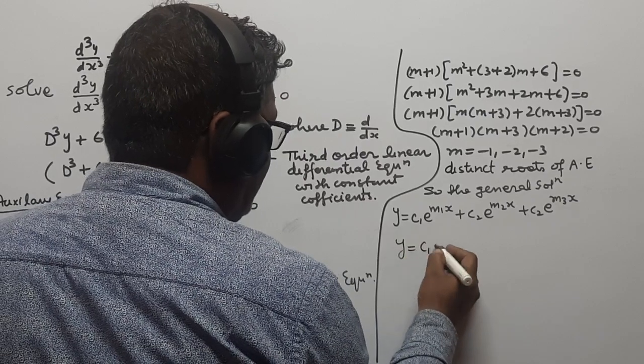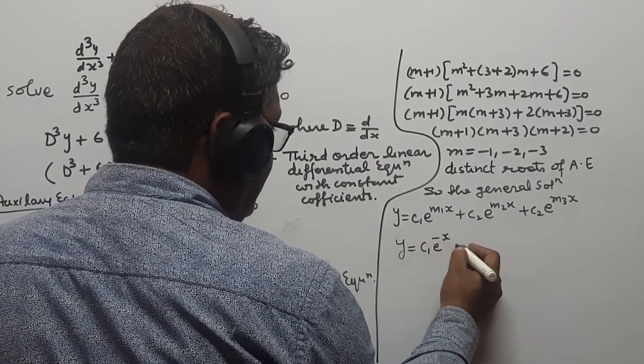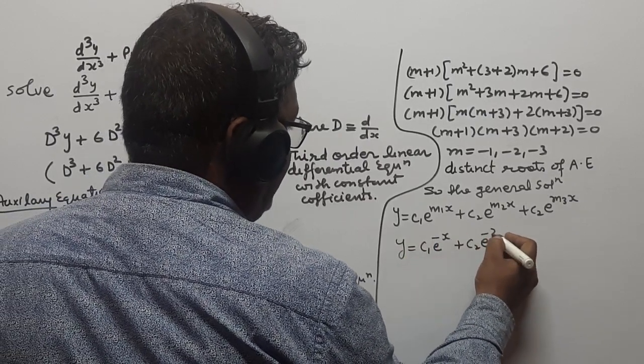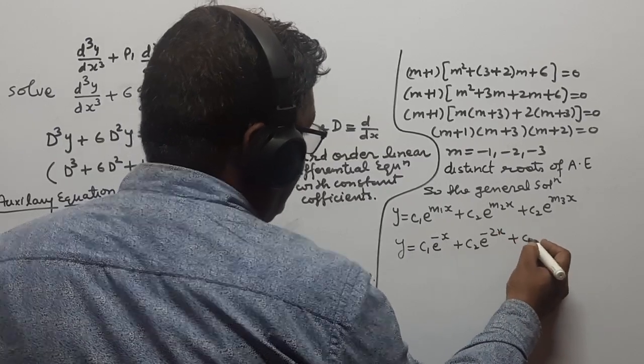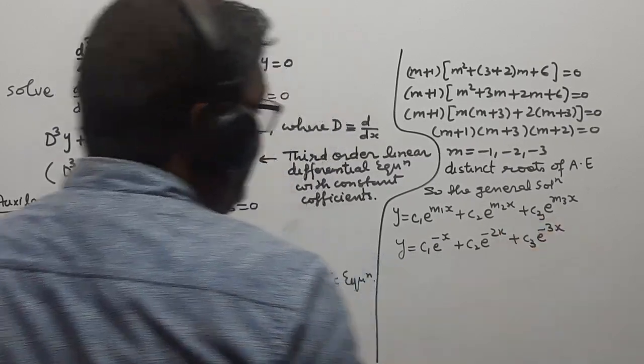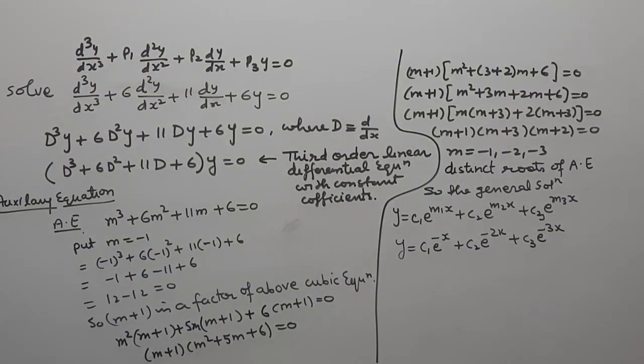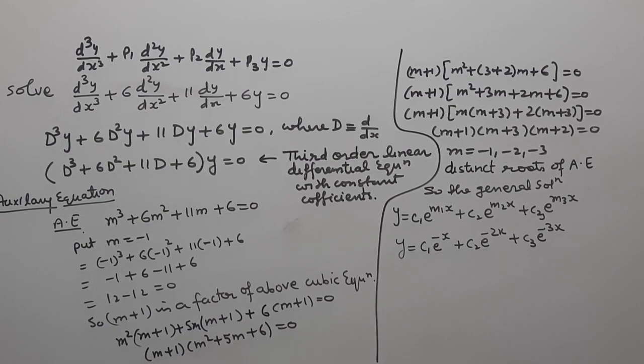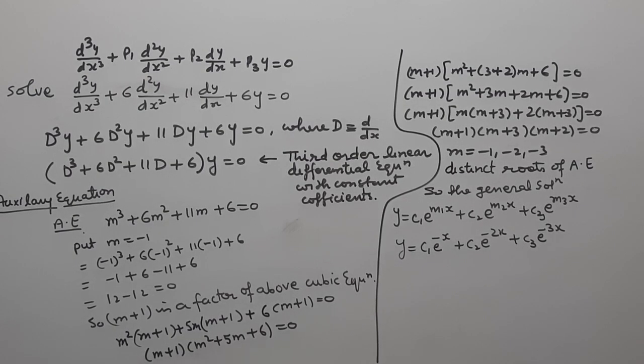So this can be written as c1 e to the power minus x plus c2 e to the power minus 2x plus c3 e to the power minus 3x. So this is the general solution of the given third order linear differential equation with constant coefficients where the right hand side becomes 0.